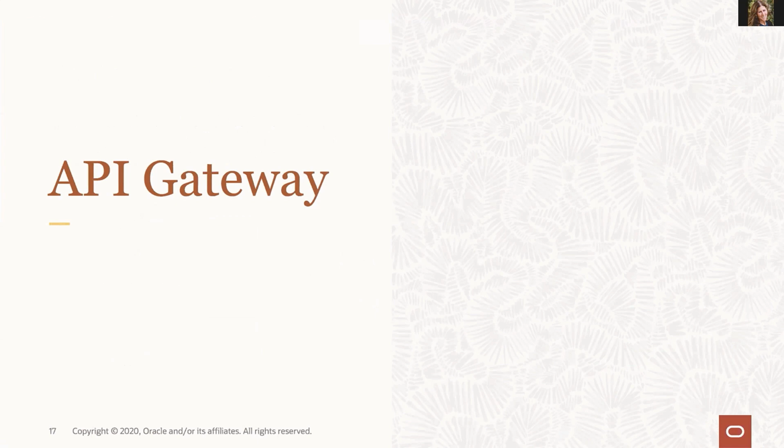Now let's talk about API gateway. So far we talked about events that can trigger functions. We talked about notification that can trigger functions. API gateway is another way, and that's when you want to implement your API as a function.